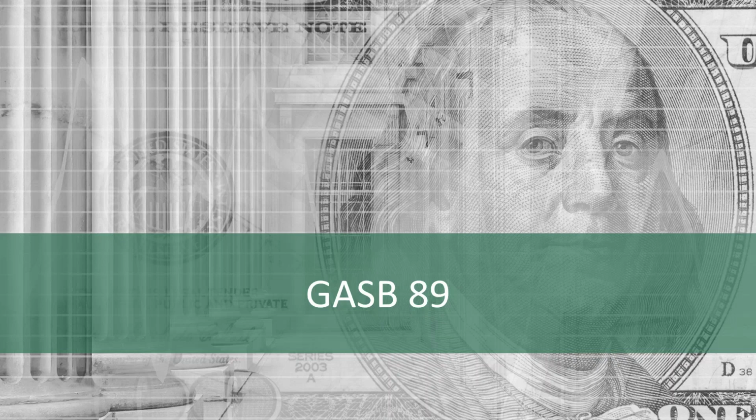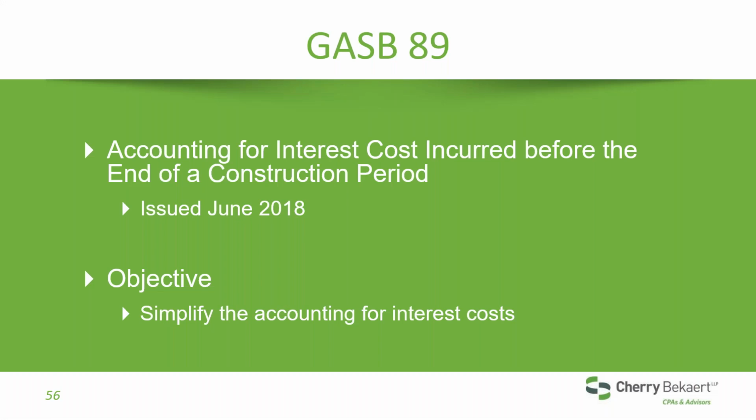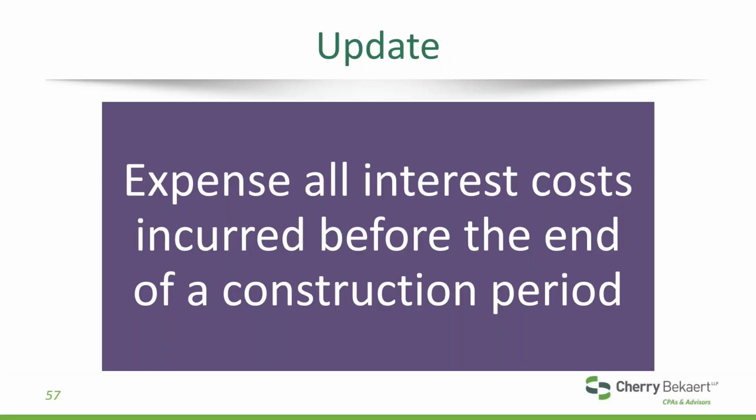Next, we're going to discuss Statement 89, accounting for interest costs incurred before the end of construction period, which was issued in June 2018. The objective of this statement is only to simplify the accounting for interest costs, and simple this statement certainly is. It's a 19-page standard, but it essentially just boils down to expense all interest costs incurred before the end of a construction period. That's it.